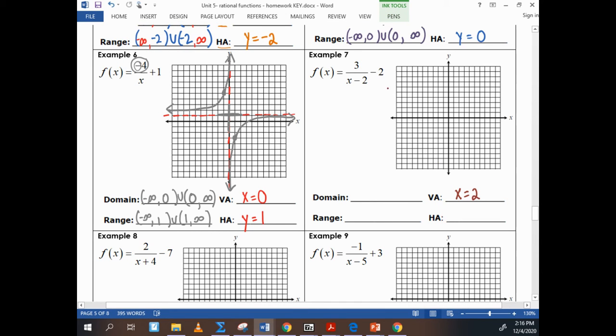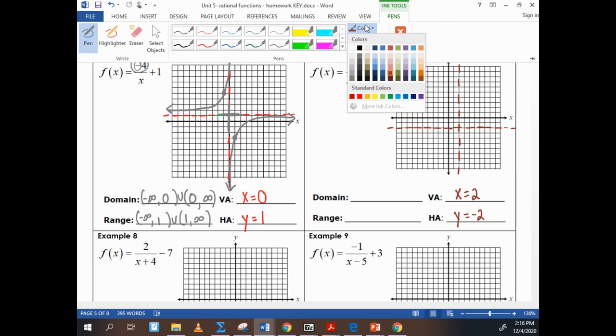And your horizontal asymptote is your k value. So it's just wherever y is, which in this case is that -2. Okay, so x is 2. We're going to go ahead and draw our vertical asymptote there, x equals 2. Our y here is -2, so our horizontal asymptote is down here at -2.